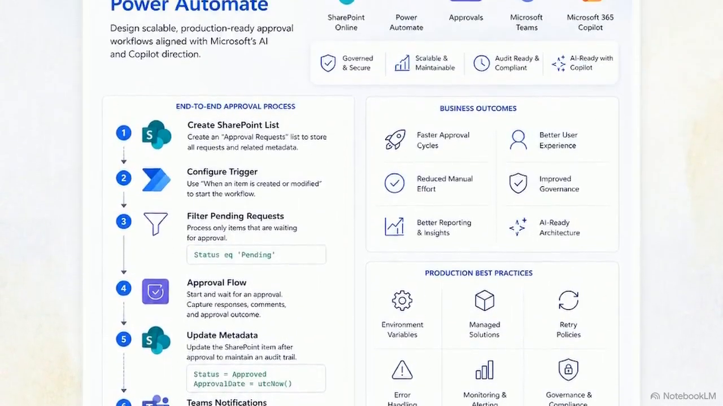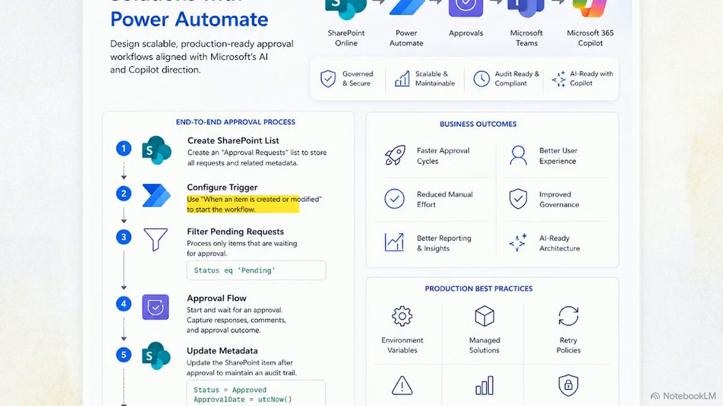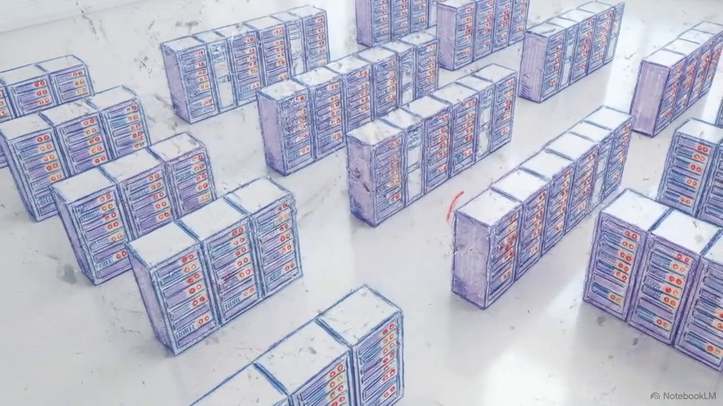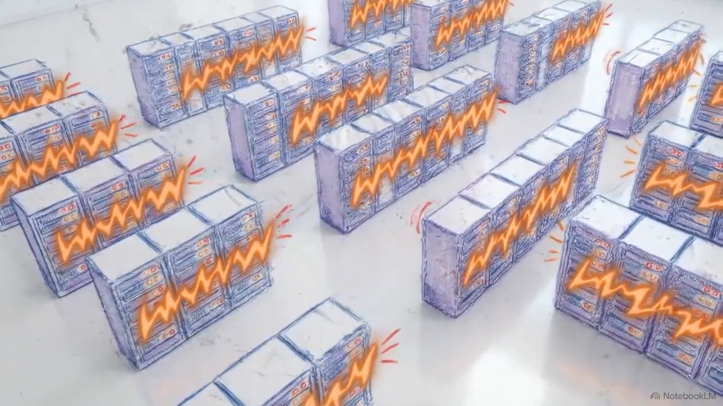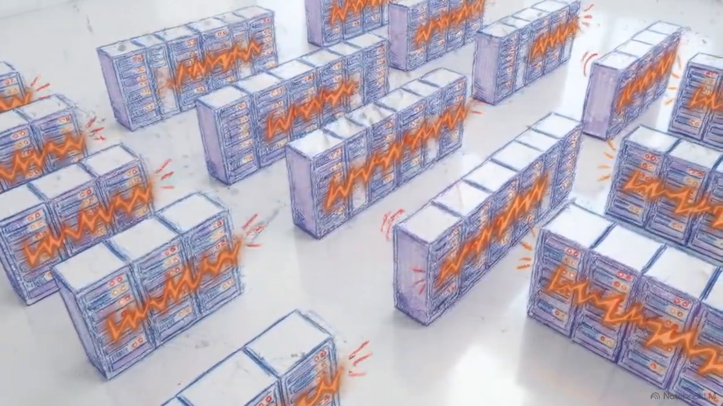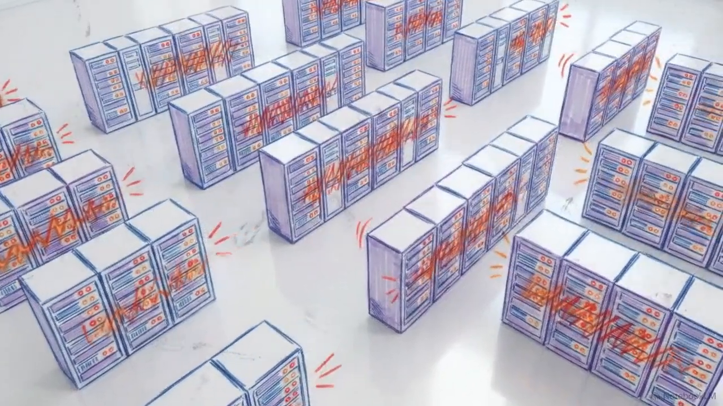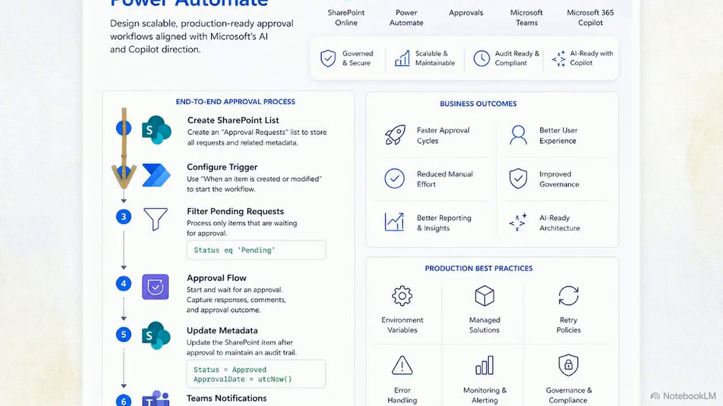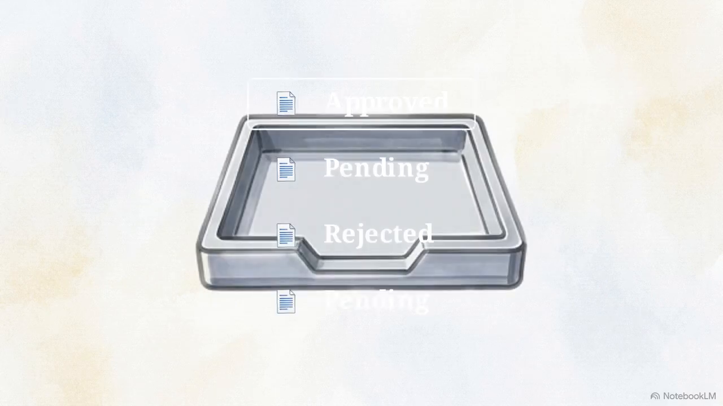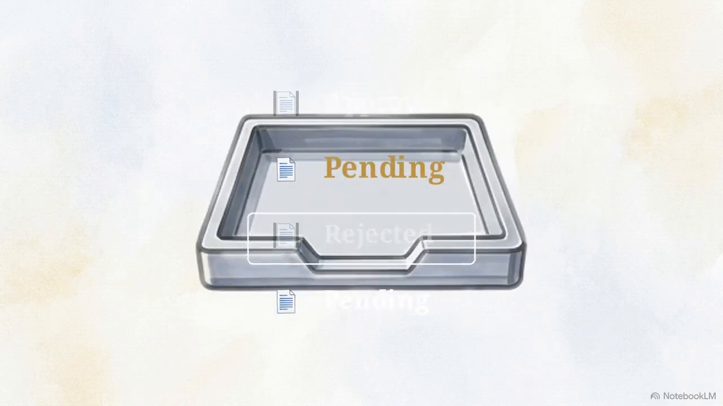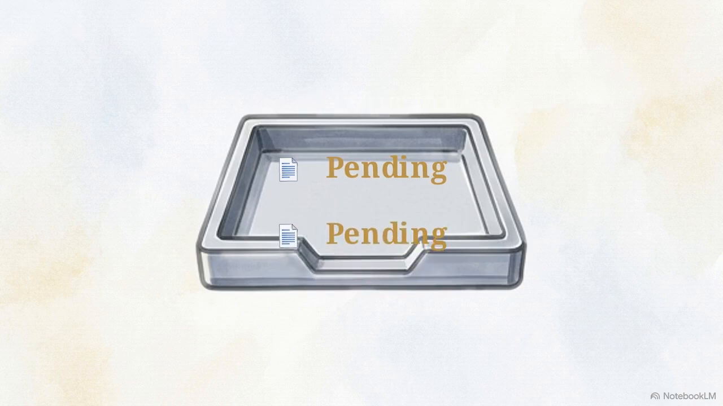Next, Step 2 sets the automation in motion using a specific "when an item is created or modified" trigger. However, allowing every modified item to trigger the flow without restriction creates a risk of infinite workflow loops, which can quickly exhaust environment resources. To prevent this, Step 3 filters the inputs. By adding the exact OData query syntax, status equals pending, the workflow restricts processing to only those items actively waiting for action. Establishing strict data staging and filtering at this stage prevents the logic errors that often occur when scaling workflows to an enterprise level.